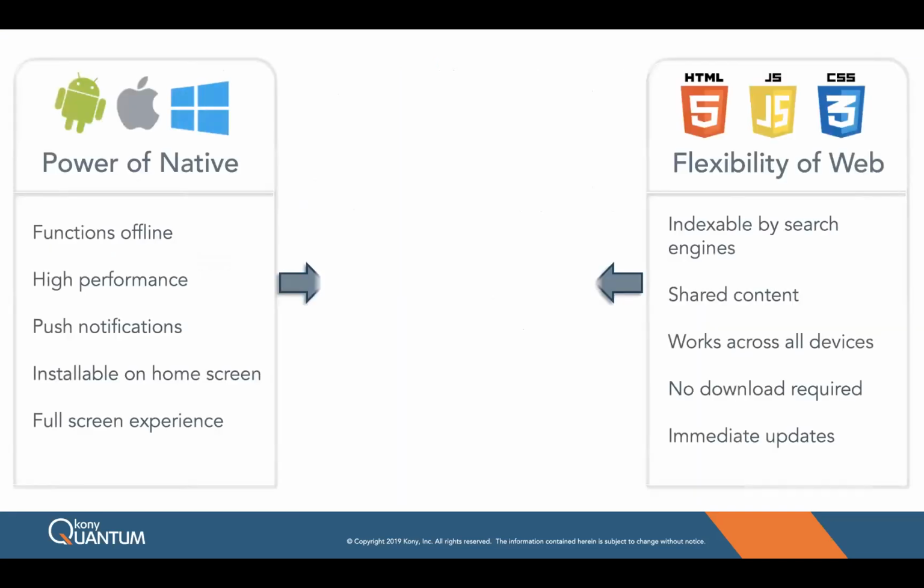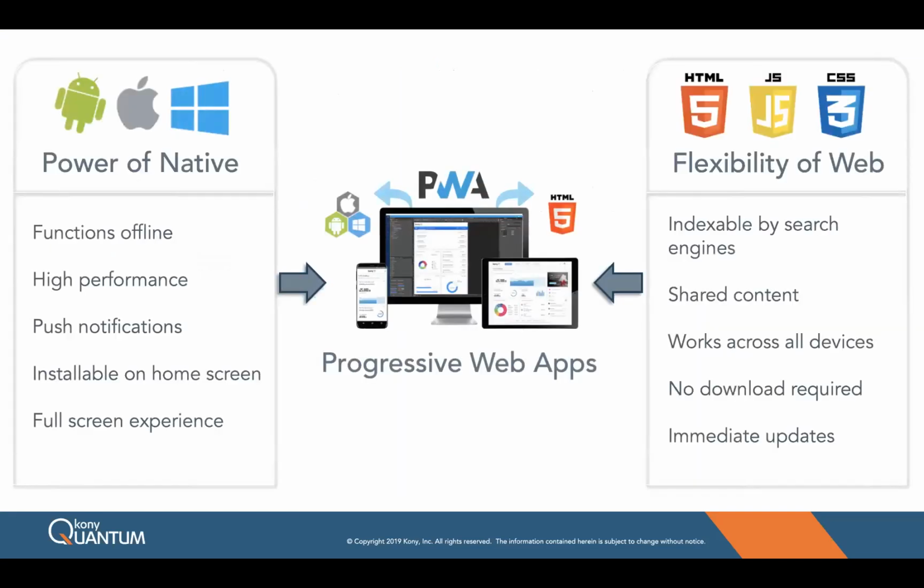Now, when I say to combine the power of native and the flexibility of web, what that means is the native applications, as you may know, have a lot of functionalities like offline capability, push notification, and the full screen experience of a native app, apart from that high performance and the ability to install the native app and have it available on your home screen, right?